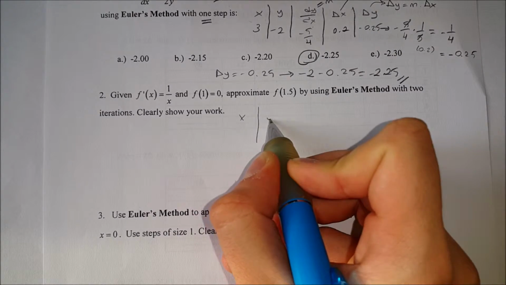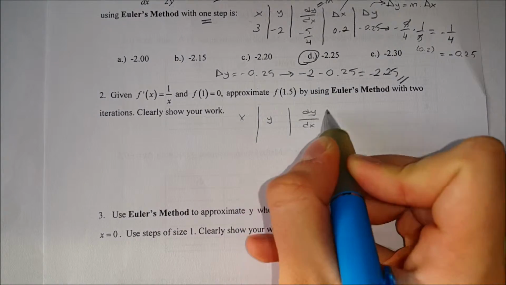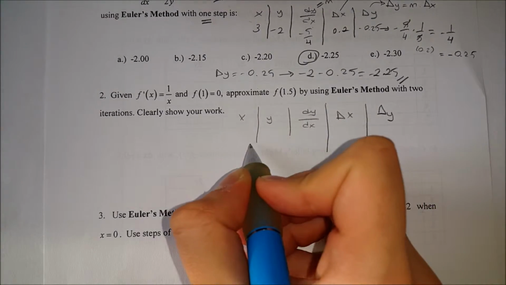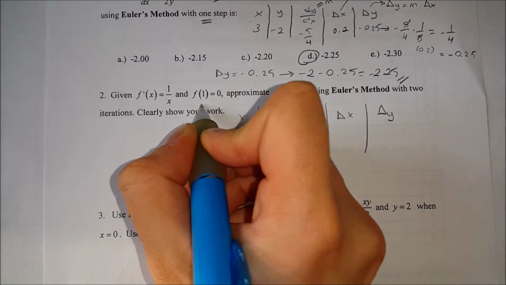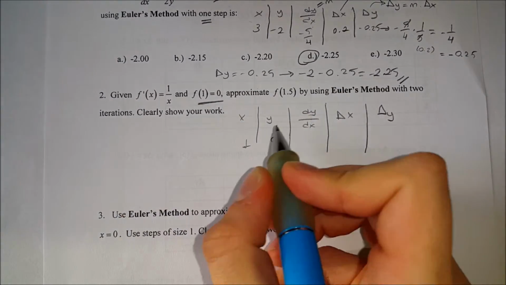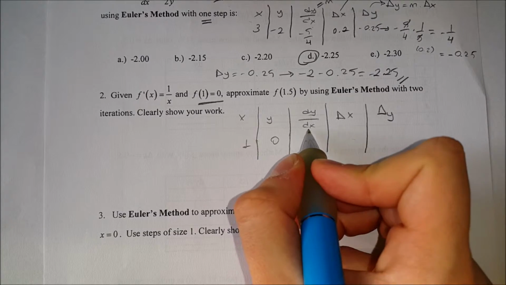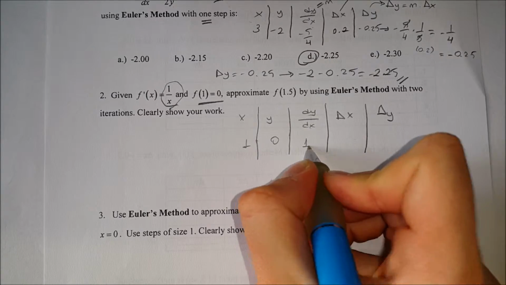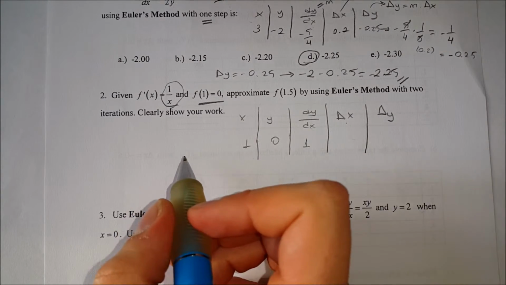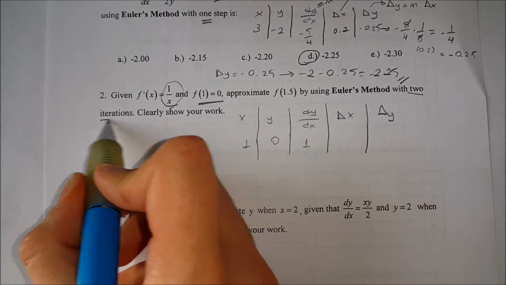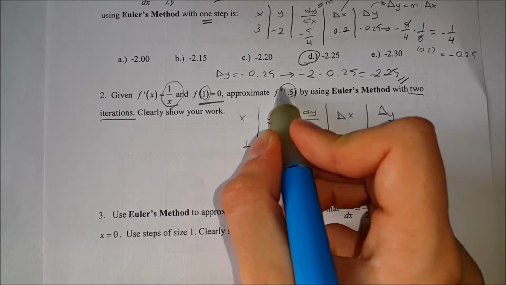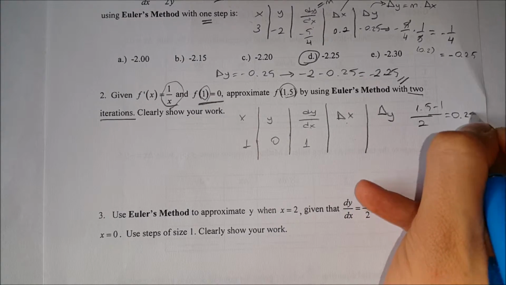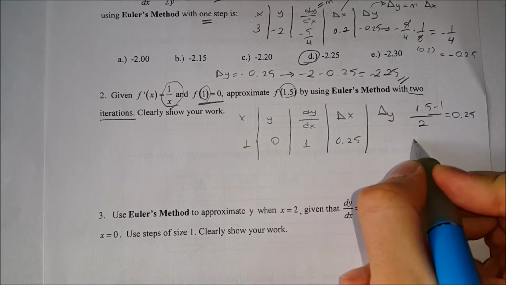Again, we draw our table with the 5 elements: the values of x and y, dy over dx, delta x, and delta y. So in this case, our x and y values are given as when x is 1, y is 0. So if we put it into the equation, the derivative of f(x) is 1 over x, we get dy over dx to be 1. And then it says this time we need to do this in 2 steps. We need to get from 1 to 1.5 in 2 steps.